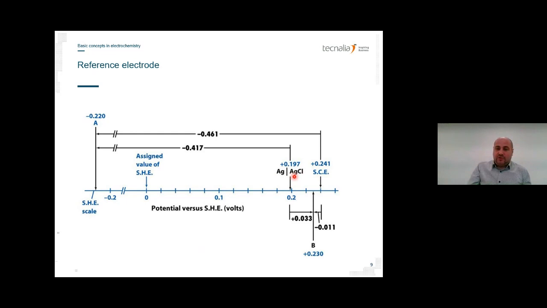0.197 volts. So if we have the point B here, this point B measured with the silver chloride reference will have a potential of plus 0.033. But if we want to indicate it using calomel as a reference, to compare with a measurement that was done with a calomel electrode, it is now going to be minus 0.011. So it's not that we have to just subtract or add. We have to see really on the scale where the value is plotted, because it's very easy to make mistakes.